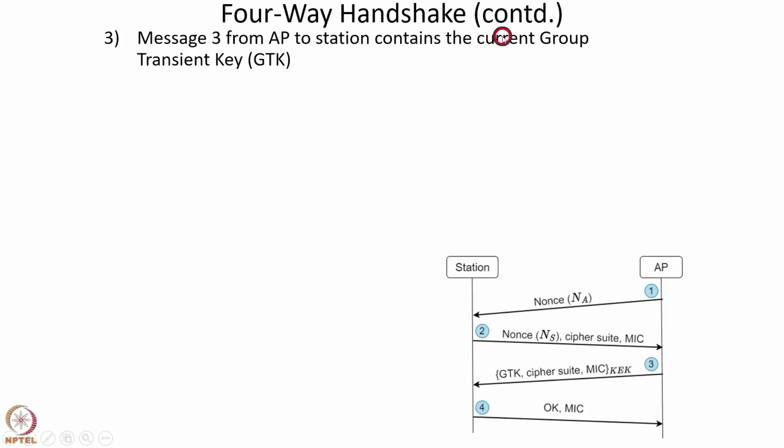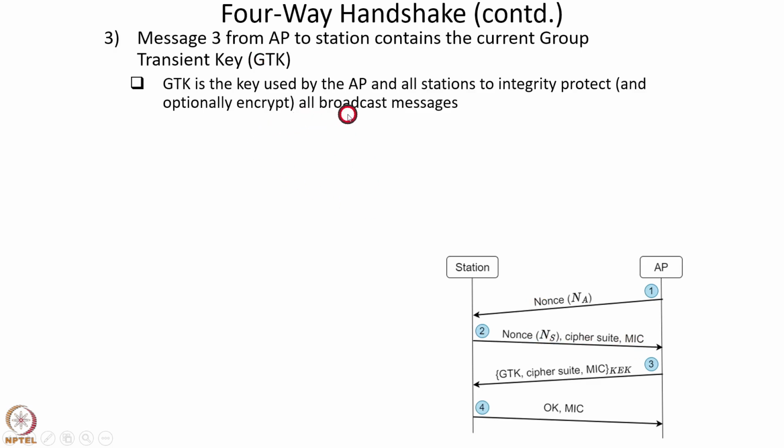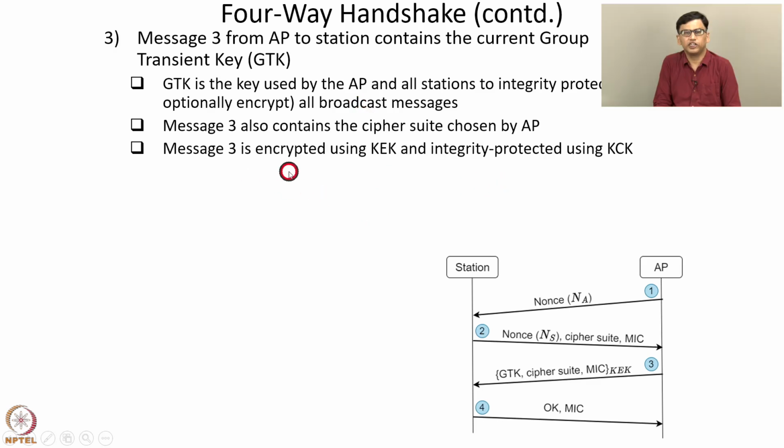This message 3 contains the current group transient key or GTK, and this GTK is encrypted using the KEK. GTK is the key used by the access point and all stations to integrity protect and also to optionally encrypt all broadcast messages. These broadcast messages, as we said earlier, are sent by the transmitter to all the other nodes in the network. Message 3 also contains the cipher suite that is chosen by the access point. Message 3 is encrypted using the KEK and integrity protected using the KCK.